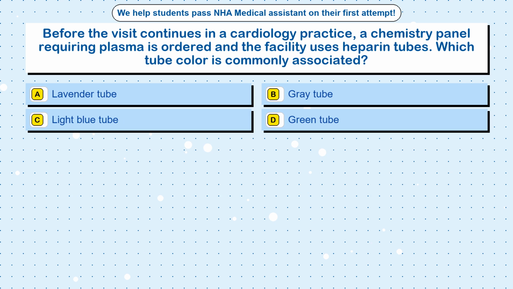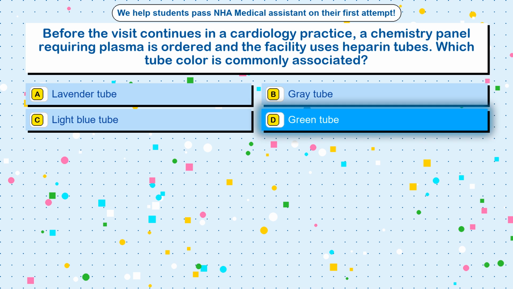Question 81. Before the visit continues in a cardiology practice, a chemistry panel requiring plasma is ordered and the facility uses heparin tubes. Which tube color is commonly associated? Option A. Lavender tube. Option B. Gray tube. Option C. Light blue tube. Option D. Green tube. The correct answer is option D.